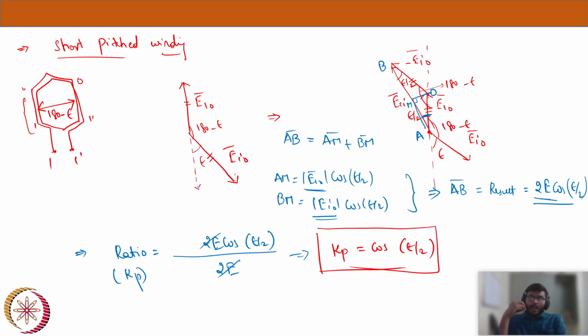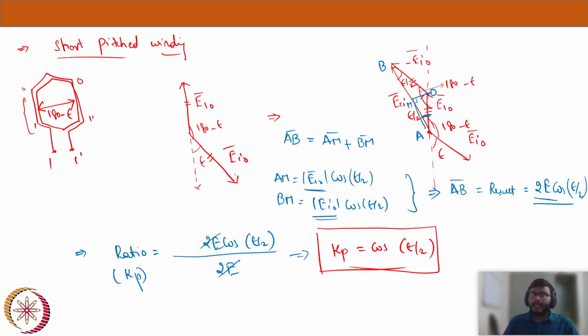Now, what is even the reason to go for short pitched? I am already saying that if you go for a short pitch, you won't get the maximum induced voltage. Here you can see the factor is reduced by a cos epsilon by 2 factor. But still, what is the reason to go for short pitched winding? This is an important question. Why do we actually need short pitch? Because whenever we give an AC voltage, or any kind of voltage, harmonics will come along with it. Now we don't want higher order harmonics, lower order harmonics, or some order harmonics present in the voltage.